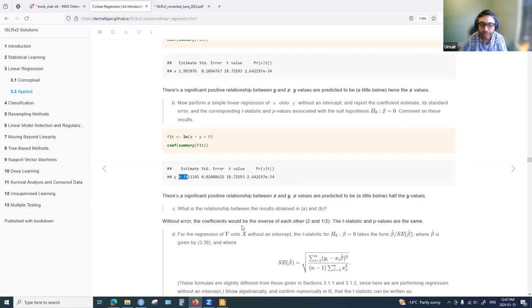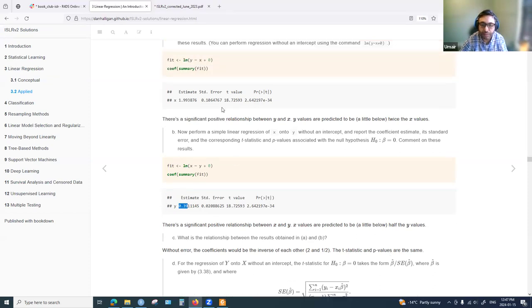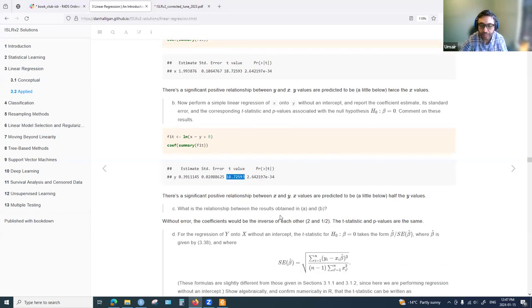What is the relationship between the results obtained in A and B? Without error, the coefficients would be inverse of each other, which we do see in the results. And the t-statistic and p-values are the same between them. Here's the t-statistic for the y onto x regression, and here for the x onto y regression. We don't see any difference between the t-values.